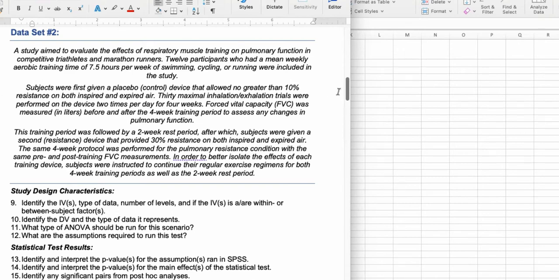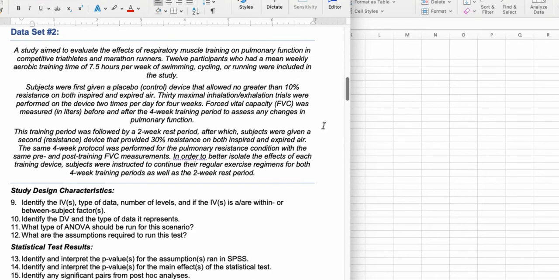Forced vital capacity, or FVC as we will abbreviate it, was measured in liters before and after the 4-week training period to assess any changes in pulmonary function. So this training period was followed by a 2-week rest period, after which subjects were given a second resistance device that provided 30% resistance on both inspired and expired air. And then the same 4-week protocol was performed for the pulmonary resistance condition with the same pre and post training measurements.